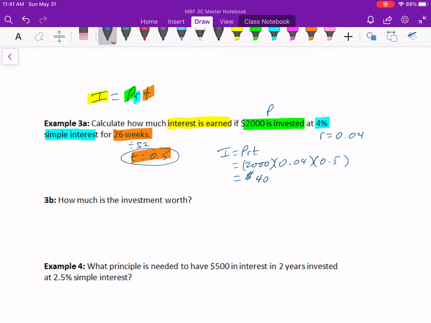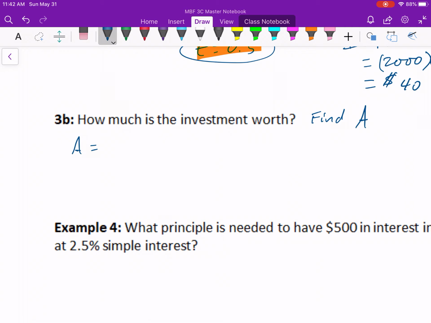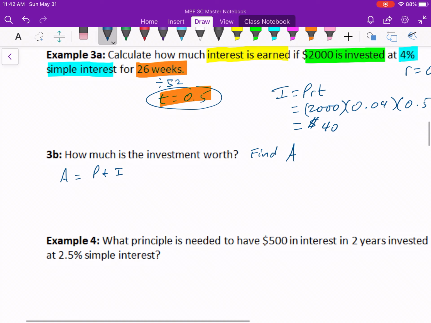How much is the investment worth? What they're really asking you to do is find A. And remember, A is simply P plus I, which we saw above was 2,000 for P and 40 for I, so the final amount, the investment's worth $2,040. You could go to the bank and say, give me all my money, and they would give you $2,040.